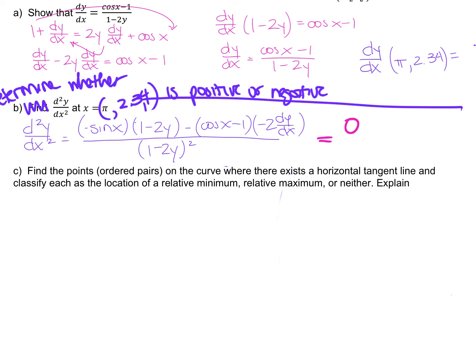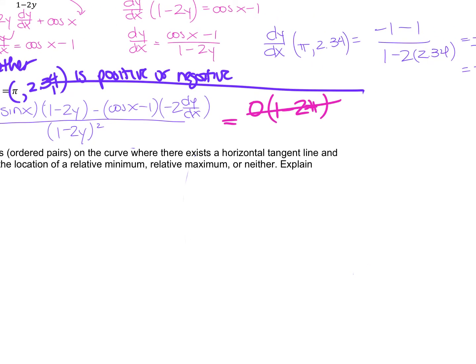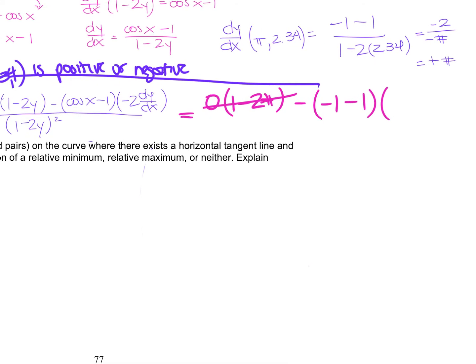0. So if I'm going to bother to plug in 1 minus 2 times whatever number that is, it all goes away, because sine at pi is 0. Yep. So then I move on to the second part, and I say minus. Okay, what's cosine at pi? Negative 1. Minus 1 times negative 2 times a positive number. Right?